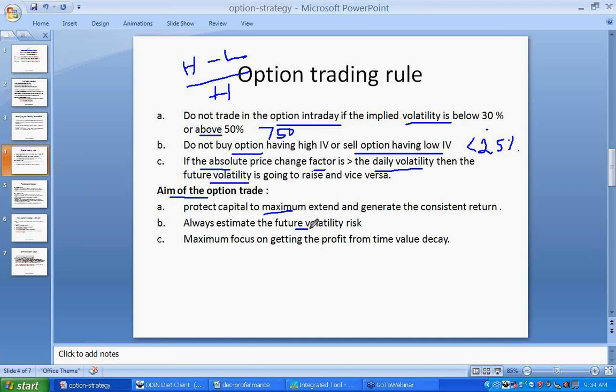Put maximum focus on getting profit from the time value decay. These three constraints you have to put in your trade. This is your objective of the option strategic trade. Without these three objectives, all your option strategies are meaningless. First, capital protection; then a deep insight into the volatility risk; and maximum focus on getting profit from the time value decay factor.